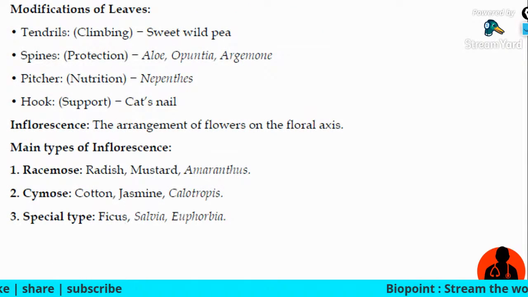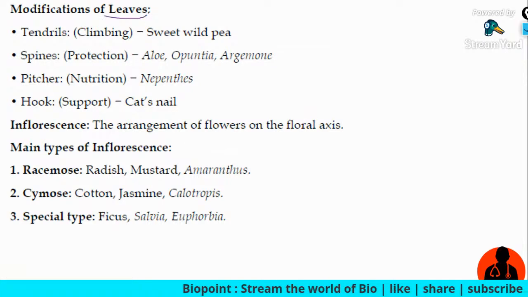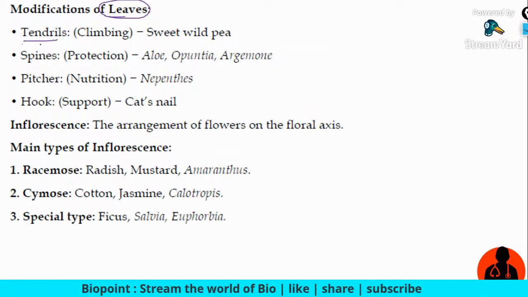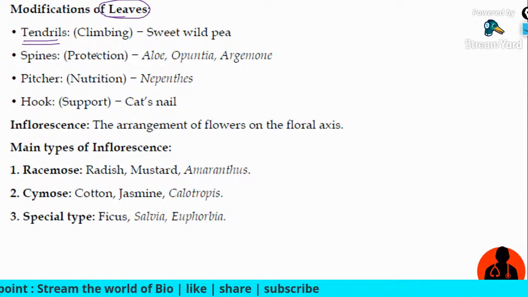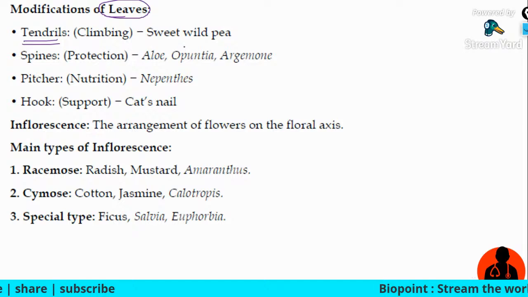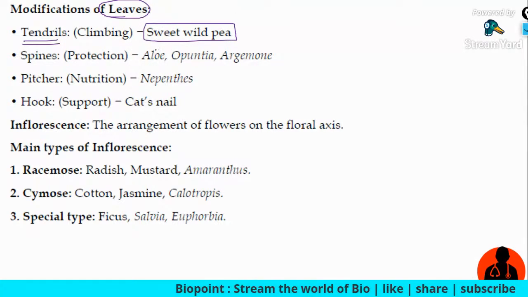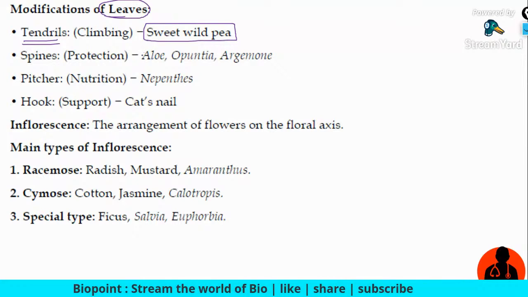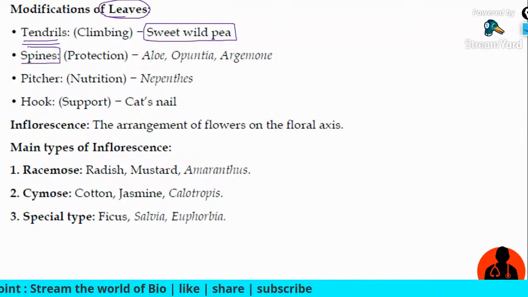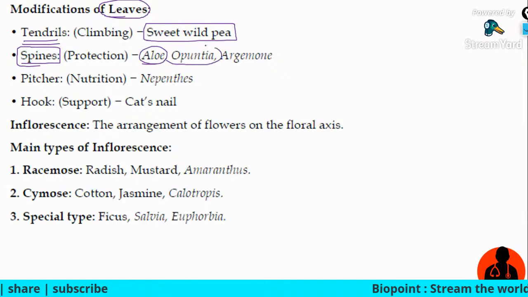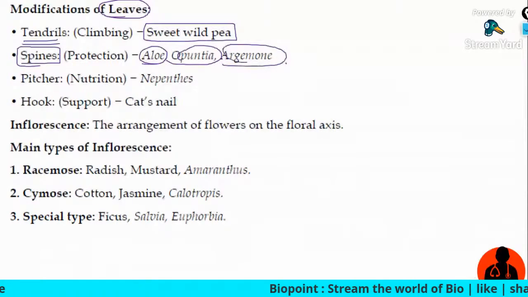Yes. Moving on to yet another important topic, the modifications of leaf. Tendrils: in the case of stem, we studied stem tendrils, that is cucumber, grape vine, watermelon. But in the case of pea plant, sweet pea, it is a leaf tendril. Spines: we studied thorns in bougainvillea and citrus. Spines are seen in aloe, opuntia and argemone. In argemone, opuntia and aloe, you have spines for protection.